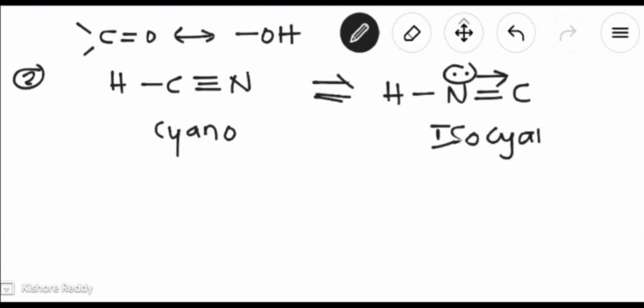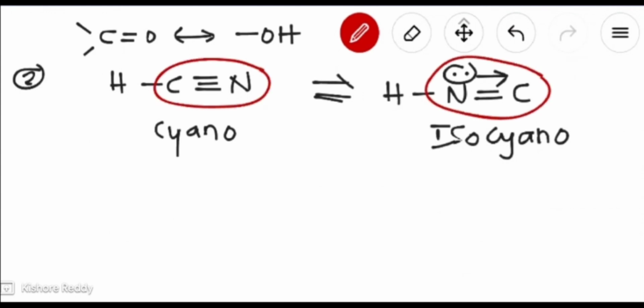Both are existing in equilibrium, but they have 2 different structures. Interconvertible forms only. Are you able to follow this? Cyano and isocyano are tautomers here, and the phenomenon is called tautomerism. One more example is there.